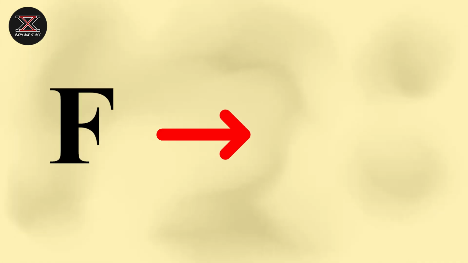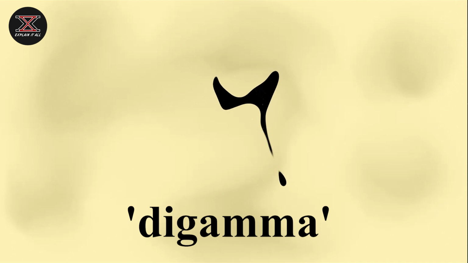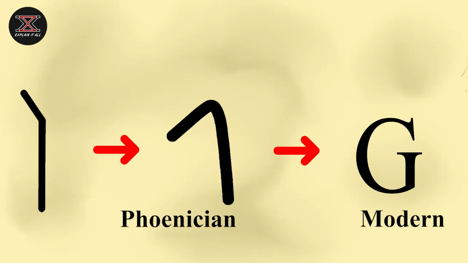F originates from the Phoenician wa, a hook or peg. The Greeks used a similar form called digamma for an early version of F, and the Romans adopted it directly. This letter has evolved to represent the F sound distinctly in modern languages. G was added later by the Romans, evolving from the letter C to distinguish the G sound. This differentiation was essential for clarity in written communication, and G has since developed into its unique character.